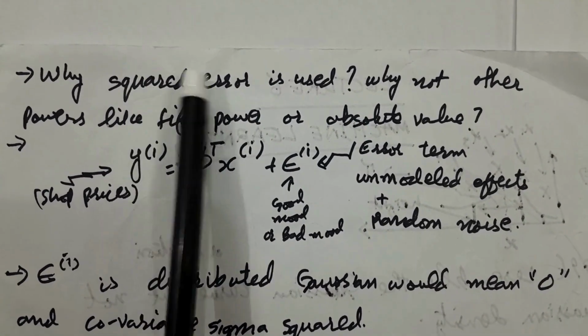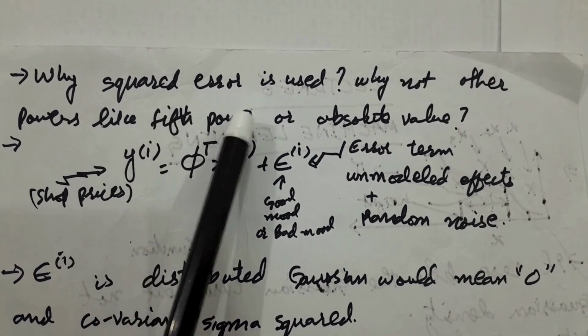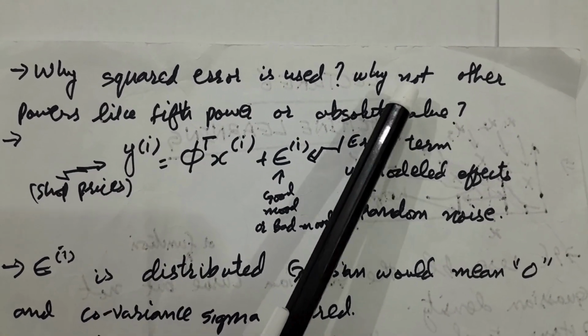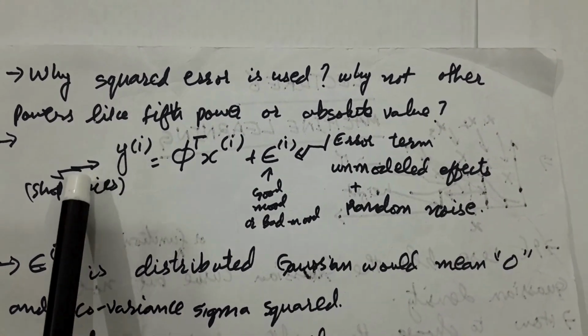It is still valid with thousands of examples, or even with 4-dimensional data. Now the question is, why is squared error used? Why not other powers like the fifth power or absolute values? The answer will be in the coming lecture.